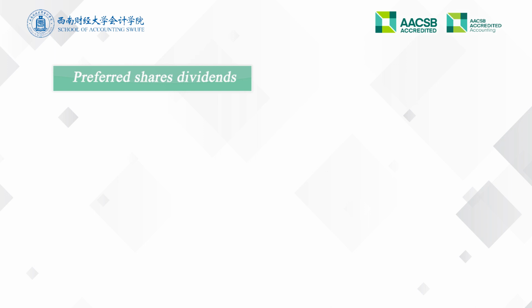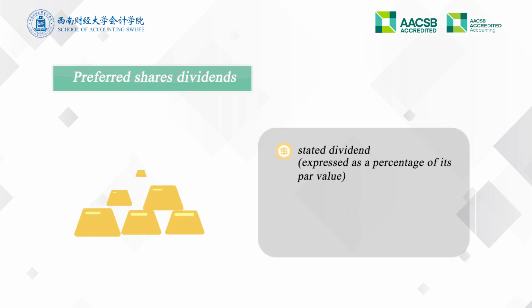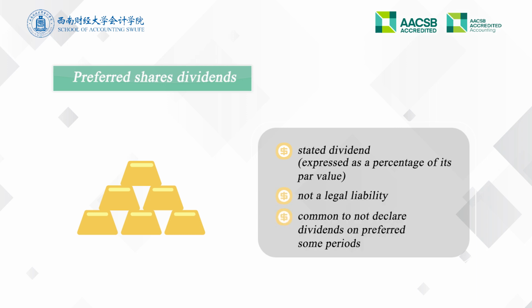Next, we talk about the dividends of preferred shares. A preferred share usually has a stated dividend that is expressed as a percentage of its par value. This is very similar as debt interest. However, paying dividends to preferred shareholders is not a legal liability. It is totally okay and common for companies to not declare and pay dividends on preferred shares in some period.